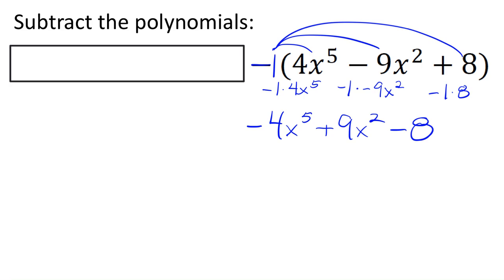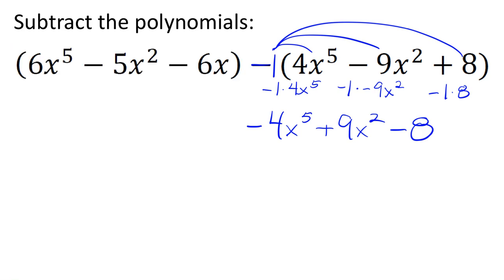Now, if you noticed that all we really did with this minus sign is change the signs of each of the three terms, from a positive 4x to the power 5 to a negative 4x to the power 5, from a negative 9x squared to a positive 9x squared, and a positive 8 to a -8. That's fine too. It still works. It's the same thing. It's just kind of explained in a different way.